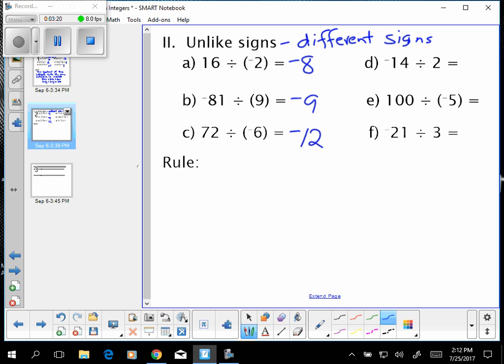Negative 14 divided by 2 is going to be negative 7. 100 divided by negative 5 is going to be negative 20. And negative 21 divided by 3 is negative 7. What do you notice? The quotient of two integers with different or unlike signs is negative.